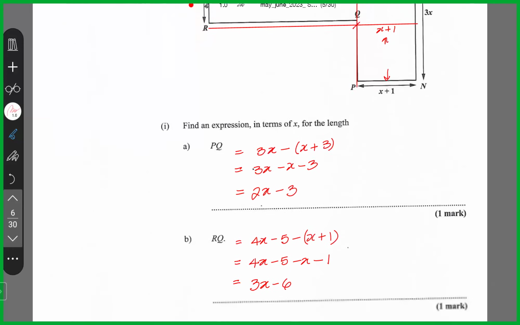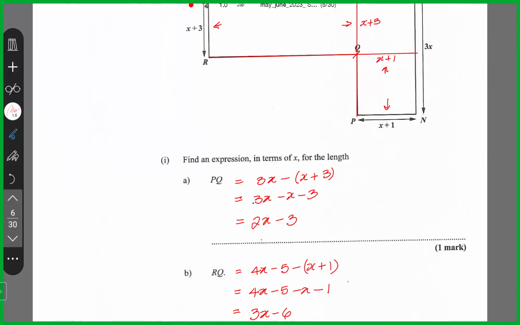So PQ is 2x minus 3, and RQ is 3x minus 6.